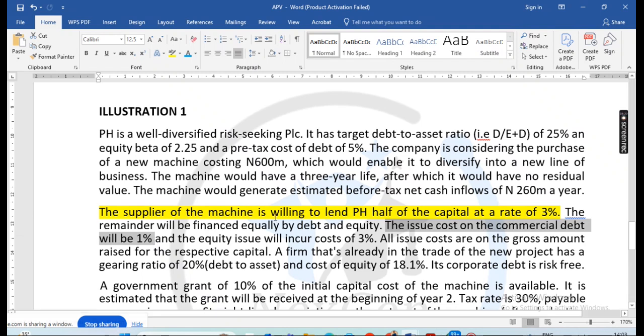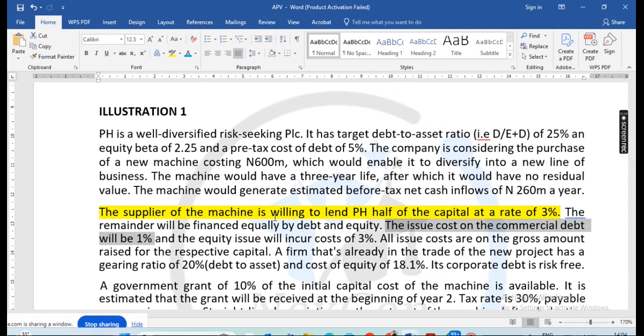Class, which one of these debts is now the commercial debt? Now, the supplier is saying that we will lend you half, pay us 3%. The remaining one will be financed by equity and debt, which is 300 divided by 2, 150. 150 for debt, 150 for equity. Now, the issue cost on commercial debt will be 1%, and the equity issue will incur a cost of 3%.